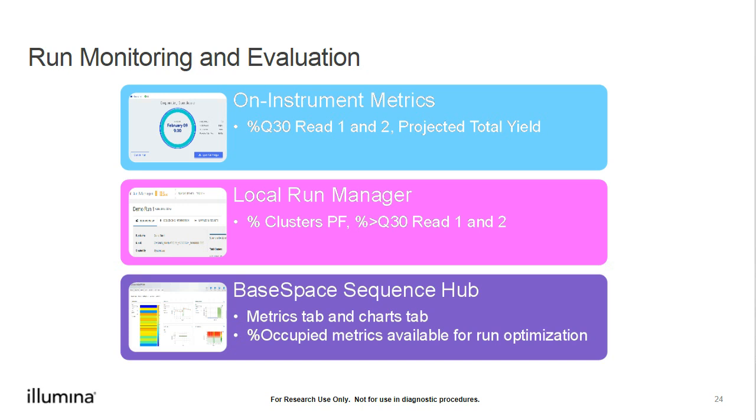The on-instrument screen and Local Run Manager are a great high-level overview of, is this run looking good? While BaseSpace Sequence Hub and Sequencing Analysis Viewer will provide some greater insight, such as the % occupied metrics, how much library actually bound to the flow cell, as well as things like how much PhiX is aligning on the flow cell and things like that. And so if you want to do a deeper dive into the run metrics themselves, I highly recommend using one of those resources.